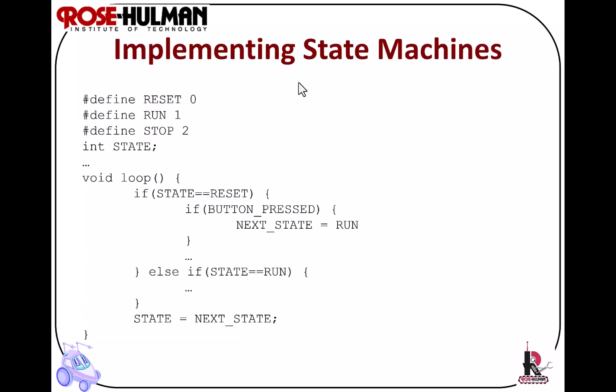So the way that we implement a state machine in code is we either use if conditions or we use a switch case statement. Here's an example with if conditions, where we define the states for the stopwatch example, reset, run, and stop as 0, 1, and 2. And then if the state is equal to reset, we check for the button pressed and implement the next state, and so on.